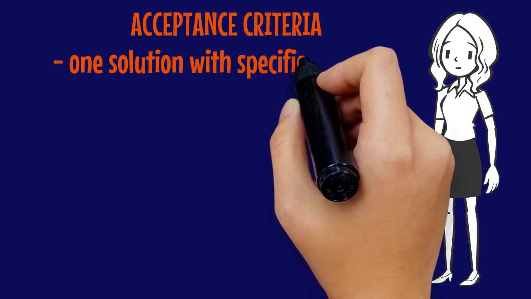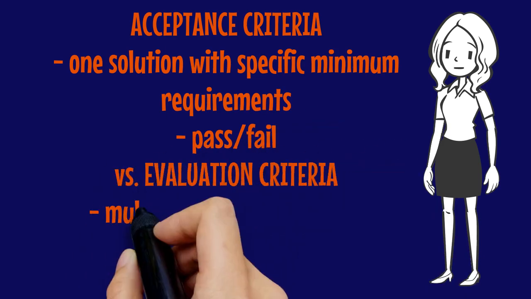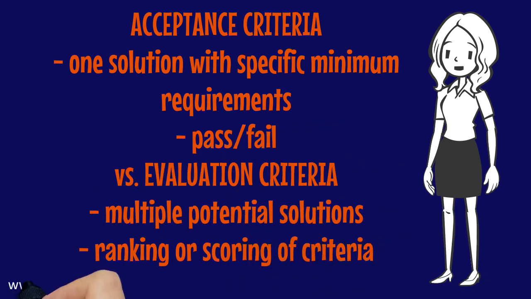Therefore, the main difference between acceptance criteria and evaluation criteria is that with acceptance criteria, you are assessing one solution against specific minimum requirements, which has a result of either a pass or a fail. Whereas, when you are using evaluation criteria to evaluate multiple potential solutions, you will most likely provide a ranking or scoring against each criteria, and then determine which solution meets most of the evaluation criteria. Typically, the solution with the overall highest score will then become the solution to take to the next stage of your initiative or project.